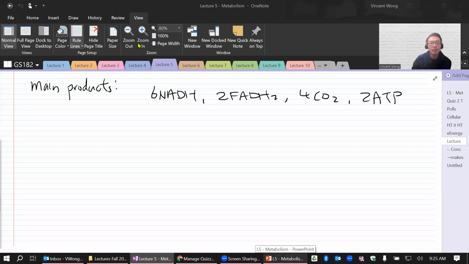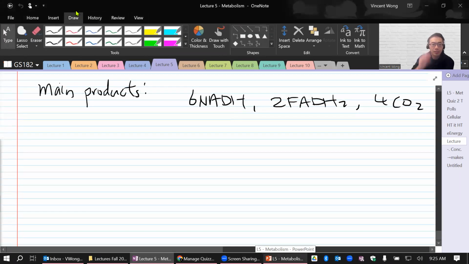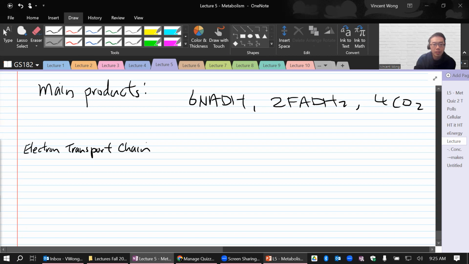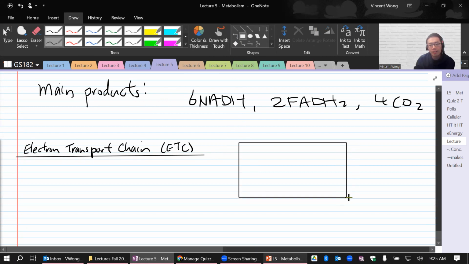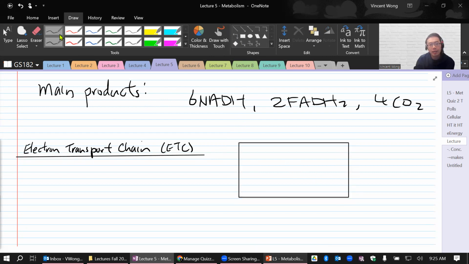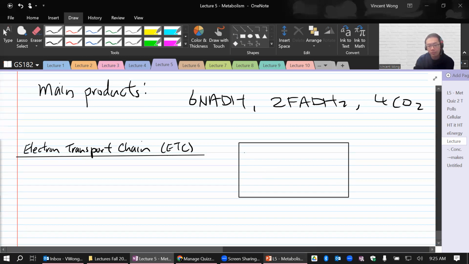So the next thing we're going to learn is the electron transport chain. The electron transport chain, the ETC, right? The final destination. We're going to draw a picture to explain this. I suggest you get a new piece of paper, and you should be doing it sideways, and you should be drawing it like this. Take up the whole page.